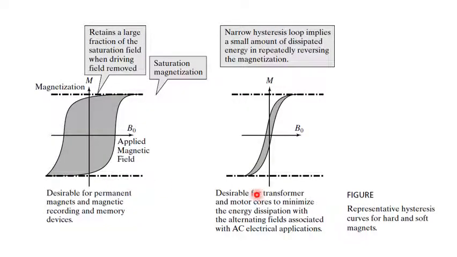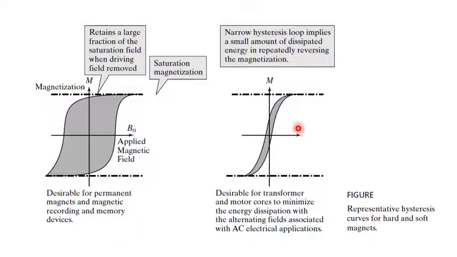Now this figure shows the hysteresis curves for hard magnets and soft magnets. You can see that for a hard magnet, a large fraction of the saturation field is retained even when the external field is removed. So this is desirable for permanent magnets and magnetic recording or memory devices.